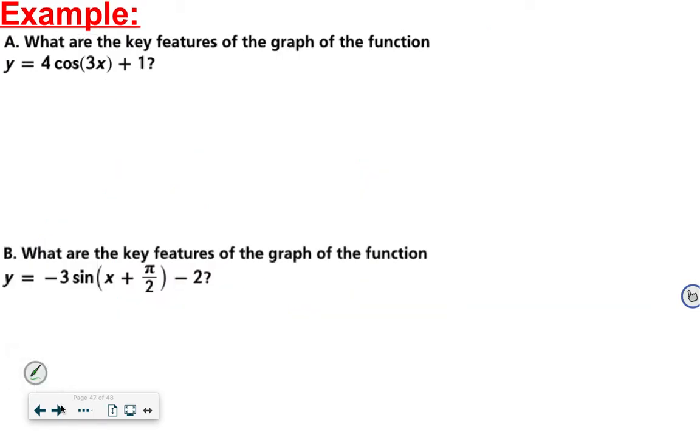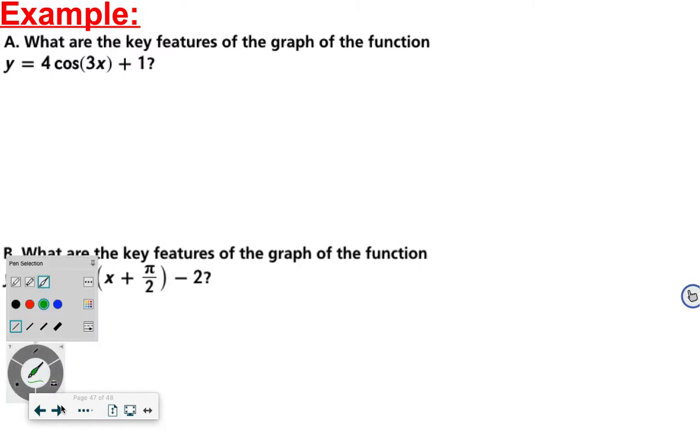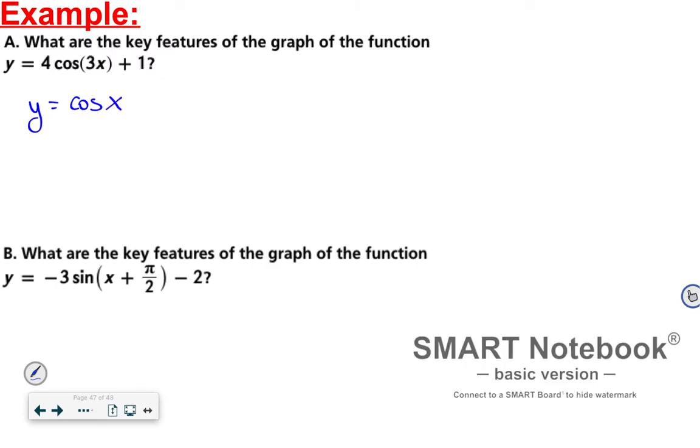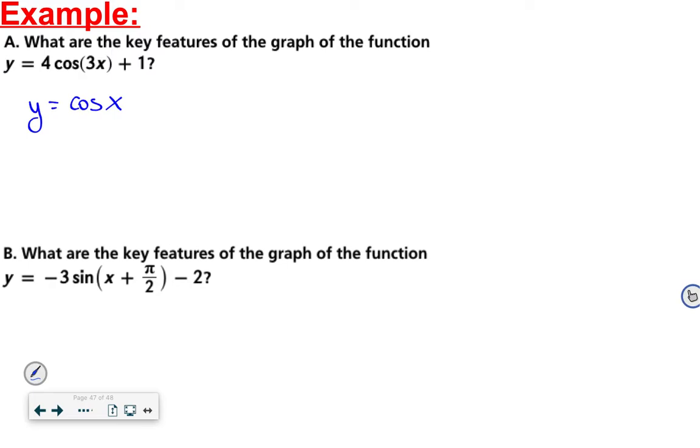Next question. What are the key features of the graph of the function? Remember that, first, find the parent function. What is the parent function? Y is equal to cosine x. And also, please try to get the general form of the transformed function. Y is equal to a times cosine b times (x minus h) plus k.